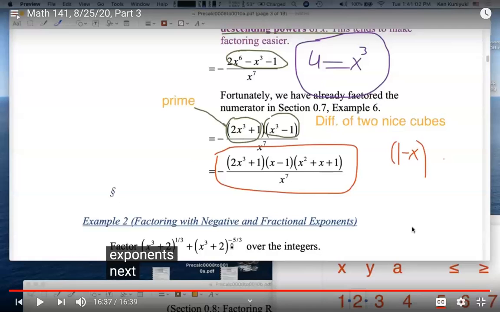All right. Questions? And example 2 could help out also. Let's take a look at that.